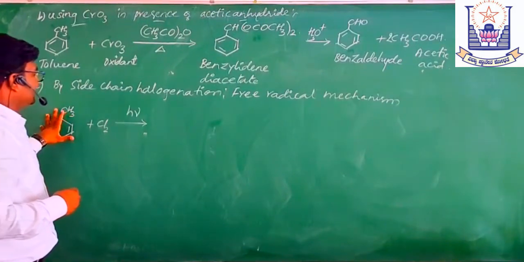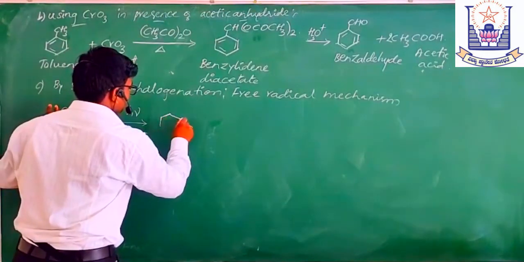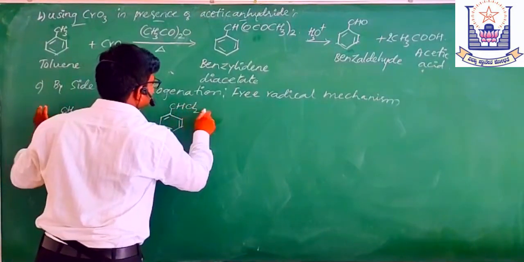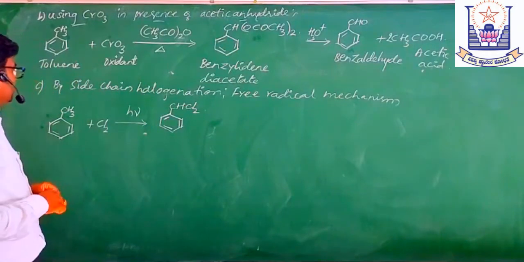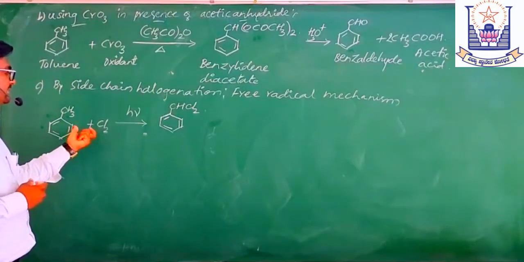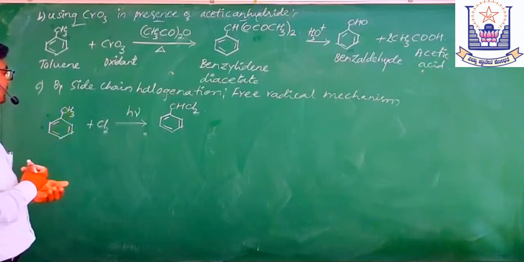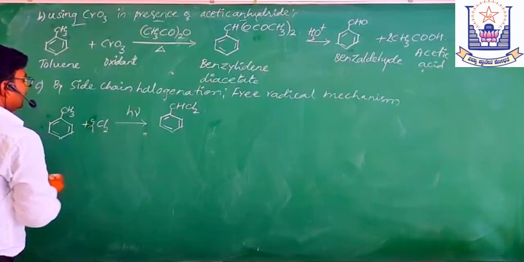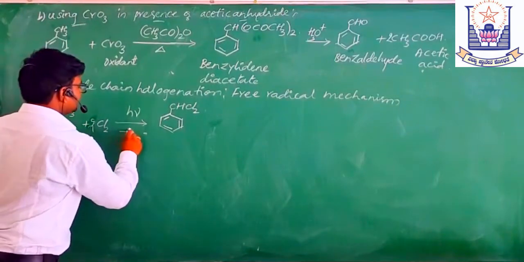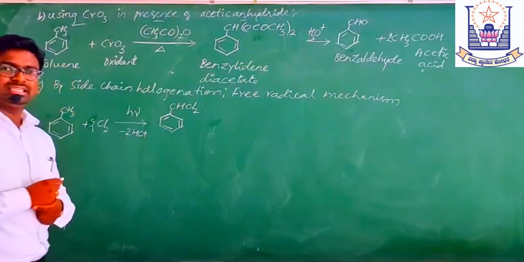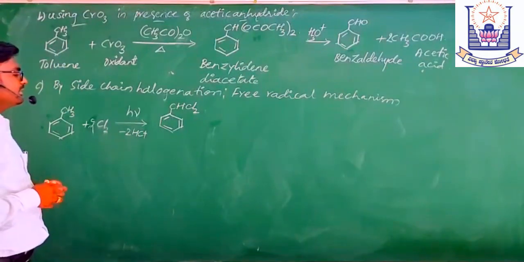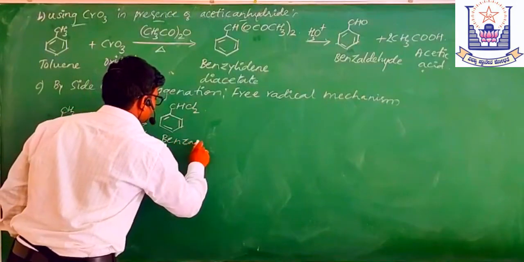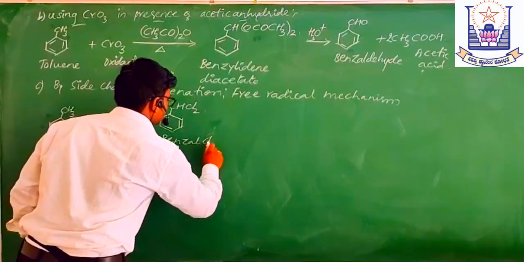Here you are going to get CHCl2, which means 2 moles of Cl will be added there, and here you can take 2 moles. You will also get HCl as the byproduct. Then this is called benzal chloride.